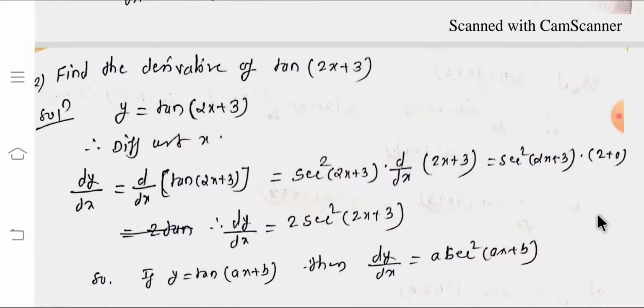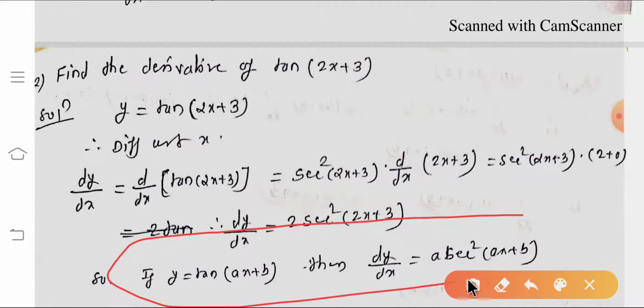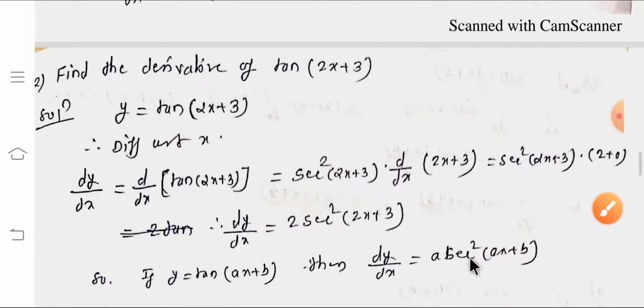Remember, this is one more standard formula. That is, y equal to tan of ax plus b. Then we differentiate the tan, the derivative of tan comes secant square, and this coefficient of x we multiply here. That is a, we write here.